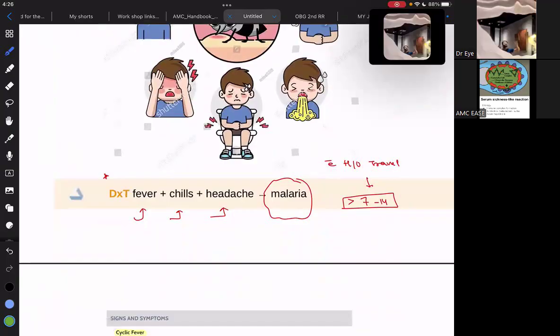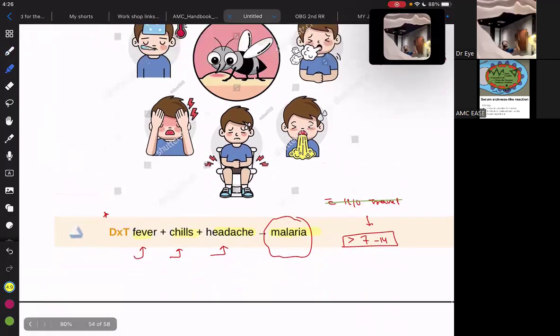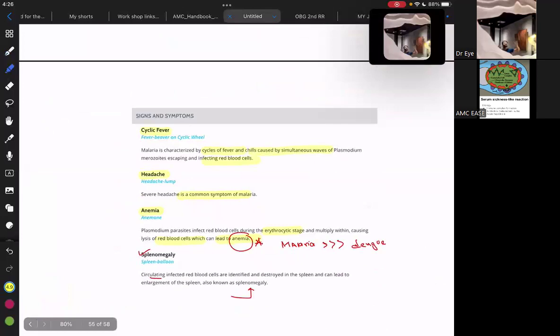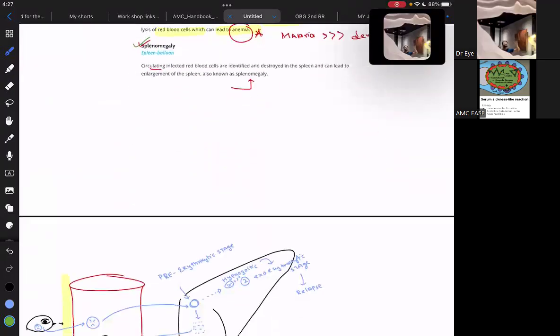Now, what are the symptoms of malaria? This is a triad from John Muthok. If the patient has a history of travel with these symptoms, fever, chills, and headache, it's a case of malaria. Please remember that. Of course, the patient will have cyclic fever, headache, anemia, and splenomegaly.